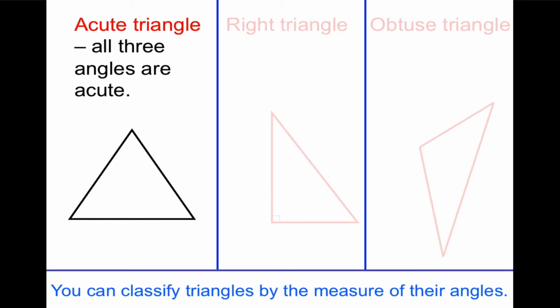Welcome. Today's topic is triangles. You can classify triangles two different ways. The first way we'll discuss is you can classify triangles by the measure of their angles.